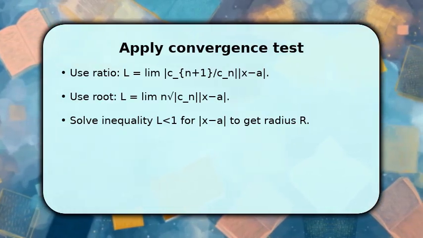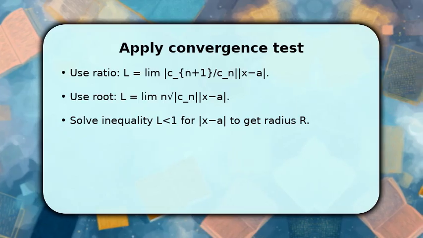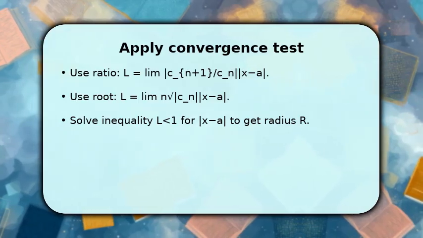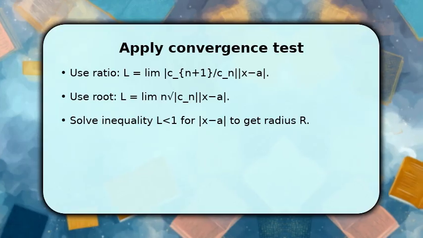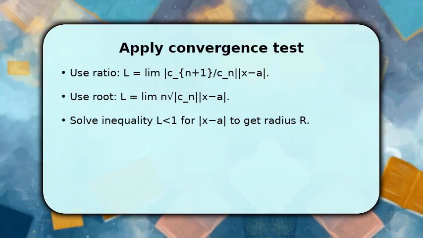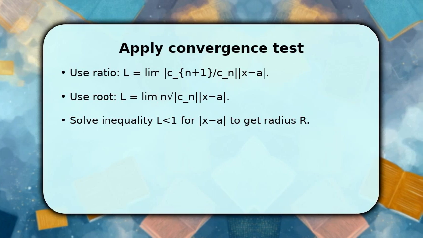If the limit gives 0 or infinity, interpret. 0 means infinite radius, infinity means radius 0. Keep track of absolute value to handle both sides of the interval.